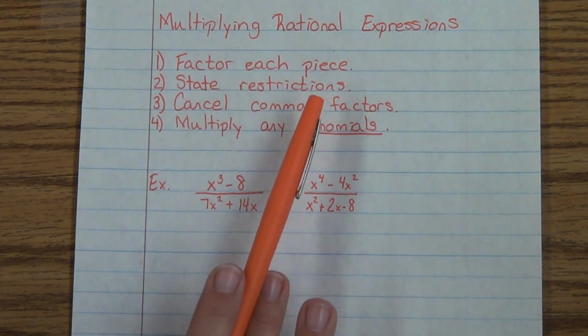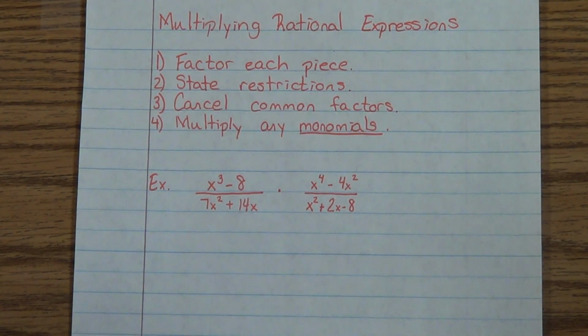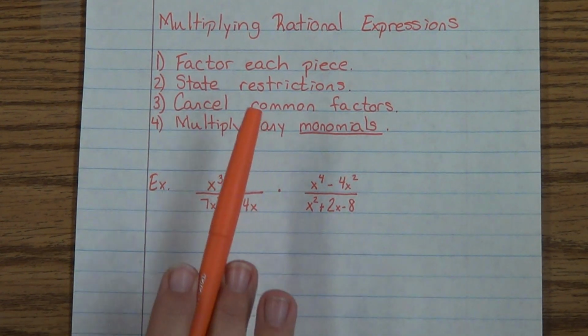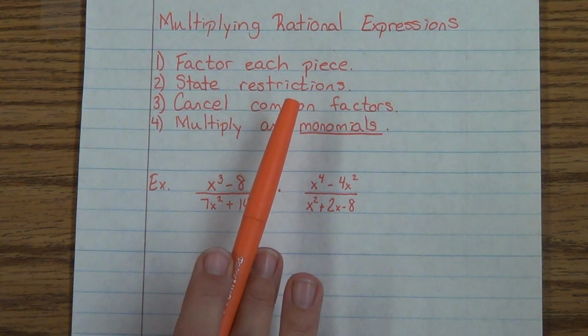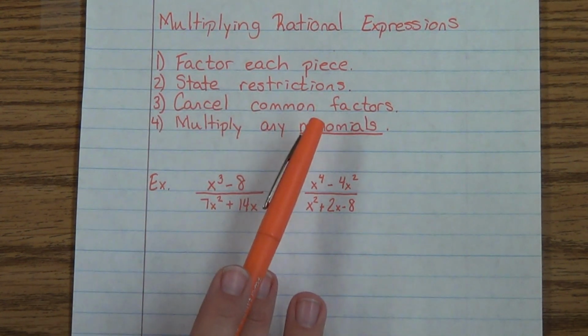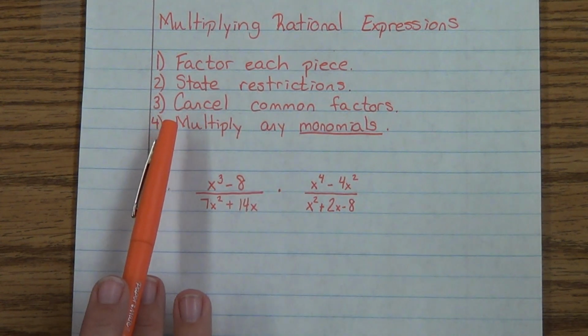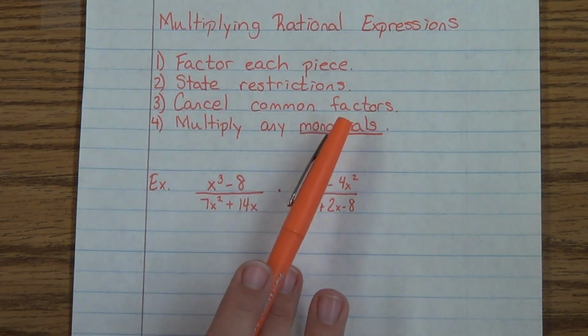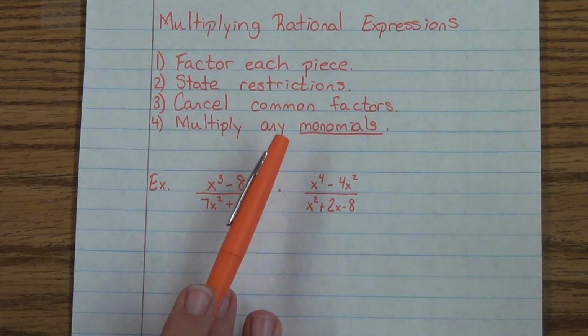You're going to factor each piece, just like you did with simplifying. Then you're going to state your restrictions. Again, just like you did with simplifying, you want to state your restrictions before you start canceling. Step number 3 is to cancel any common factors from top to bottom.